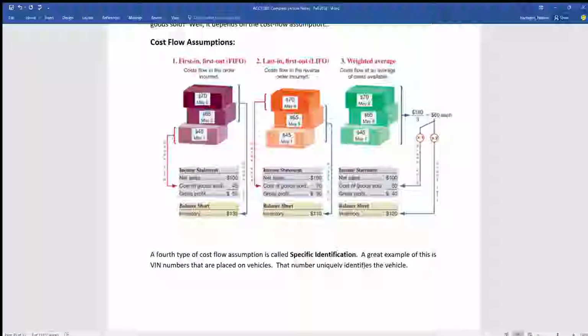So great examples of these are basically VIN numbers. Again, any VIN number that's placed on a vehicle, we can really find it very quick, and we're able to say this is how much it cost us to build it, or how to purchase it, and this is how much we sold it. So we can go really specific.